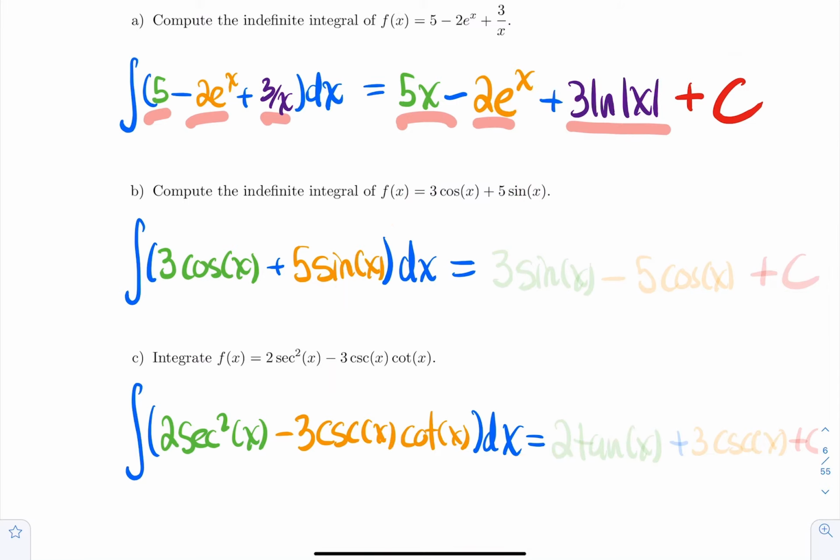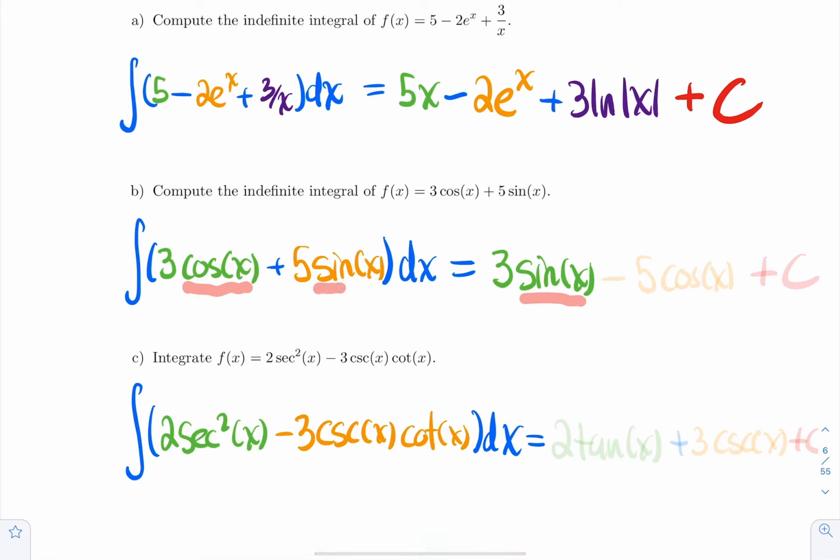All right, let's do now the indefinite integral of 3 cos of x plus 5 sine of x. So we want the integral of 3 cos. Because the integral of cos is sine, the integral of 3 cos will be 3 sine. Now let's integrate 5 sine of x, because the integral of sine is minus cos. You're going to get minus 5 cos of x, and then we're done. We just go plus c.